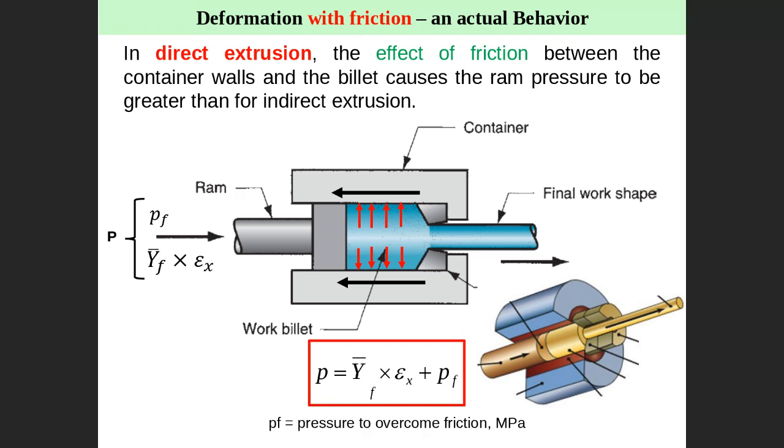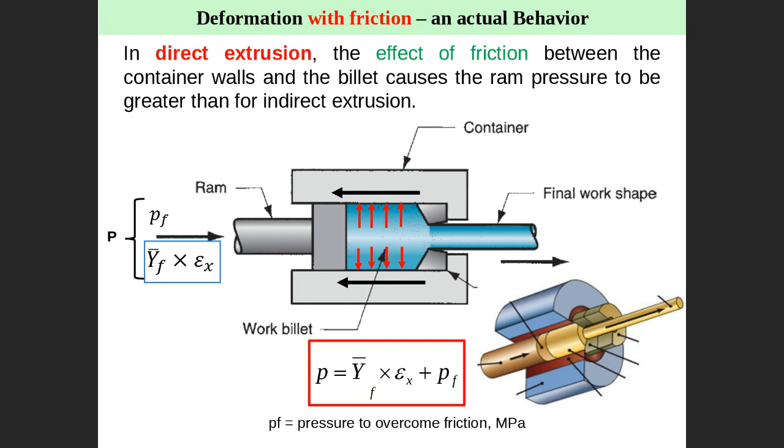But in the case of direct extrusion, we have something a little bit different. Why? Because in direct extrusion, the ram applies pressure not only to deform the material, to flow the material, but also to overcome friction at the wall. There is friction at the wall. It means that a pressure applied here is to flow the material. This is the part of the pressure needed to flow the material, which is equal to Y bar flow epsilon x.